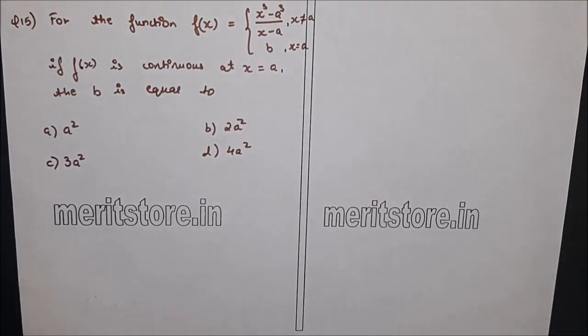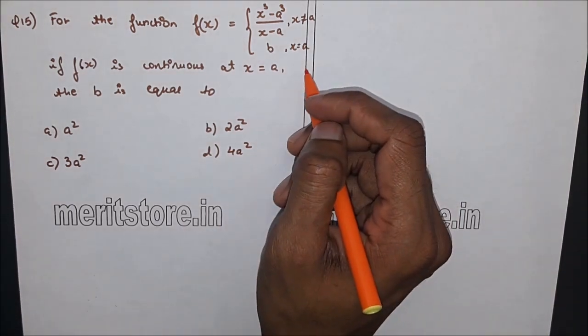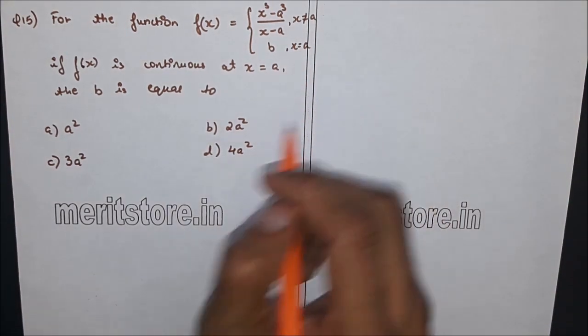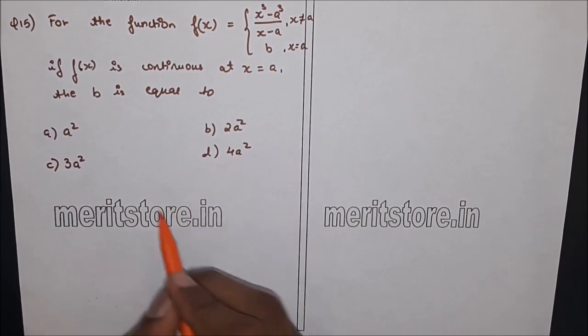Question 15. For the function f of x is equal to x cube minus a cube upon x minus a, where x is not equal to a, and b, where x is equal to a. If f of x is continuous at x is equal to a, then b is equal to, we're given four options.